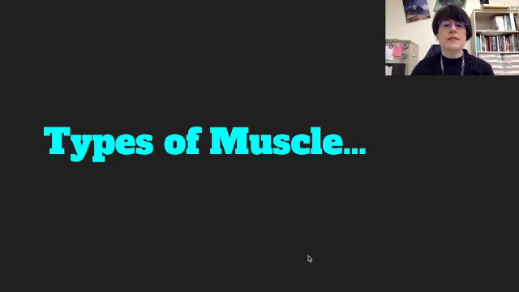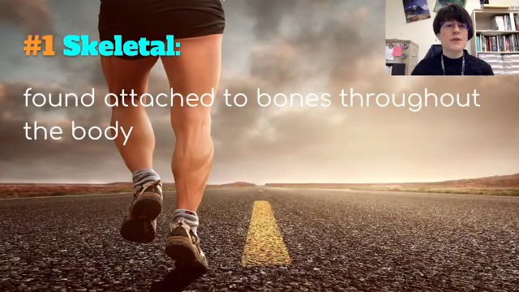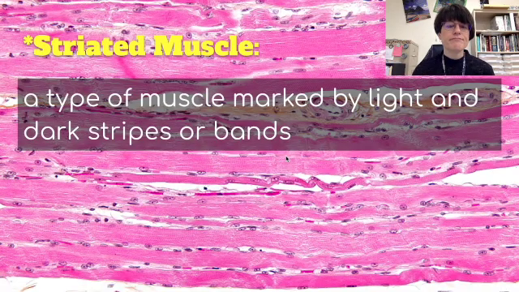So there are three different types of muscles. And the first is skeletal muscle, and this is found attached to bones throughout the body. So you can see this man's muscles in his legs, those are skeletal muscles. Now, skeletal muscles are also called striated muscle, and this is because it is a type of muscle marked by light and dark stripes or bands. And if you look closely at this picture, you can see light and dark bands going up and down this muscle fiber here and all of the other ones. You will see a differentiation in the color.